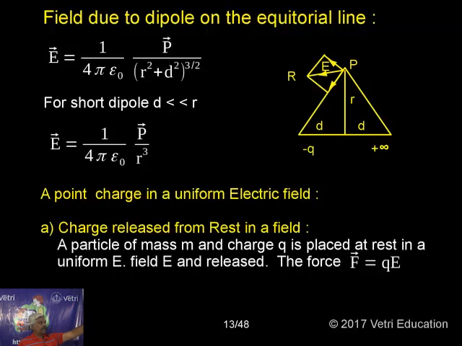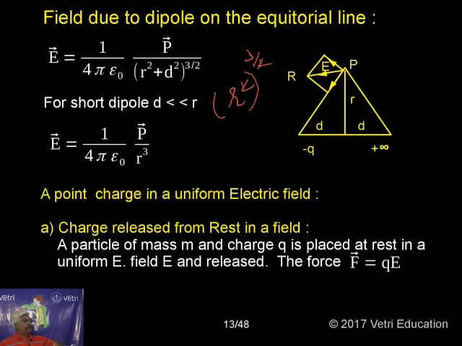(R square plus d square) whole power 3 by 2. For a short bar magnet, d is very much less than r. Therefore, d can be neglected. If d square can be neglected, we get (r square) whole power 3 by 2. The 2 gets cancelled and we get r cube. Therefore, p by r cube.